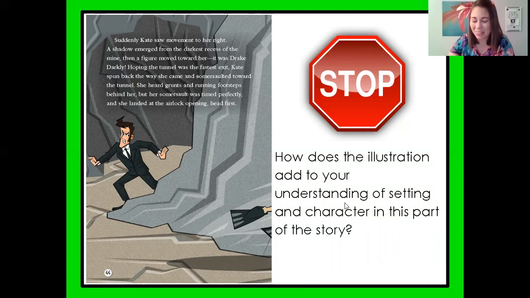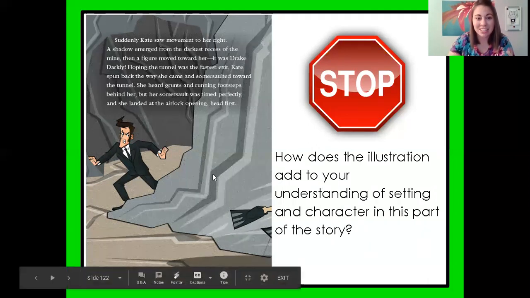So let's look at the stop and think question. How does the illustration add to our understanding of the setting and character of this part of the story? So let's look at it. What does this picture make you think?